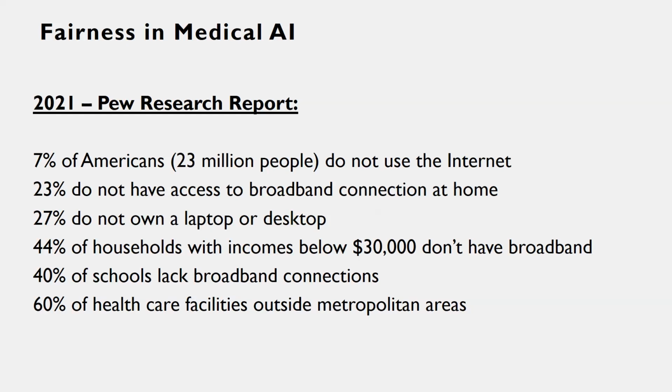But anyways, 7% of Americans, that's 23 million people, do not use the internet. 23% do not have access to a broadband connection at home. 27% do not own a laptop or a desktop. 44% of households with incomes below $30,000 do not have broadband. 40% of schools lack broadband connections. 60% of healthcare facilities outside metropolitan areas also lack broadband connections.